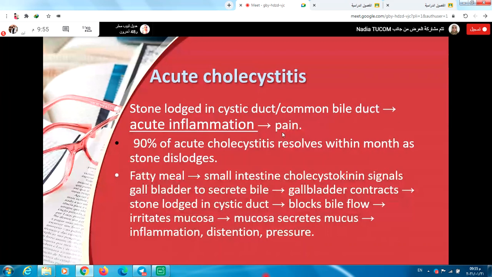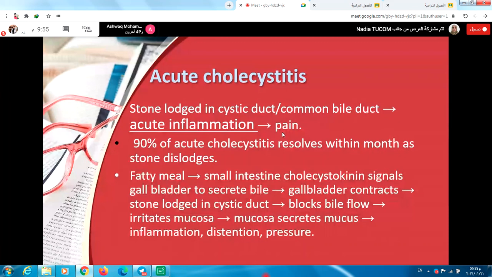90% of these cases of acute cholecystitis will resolve with resolution of the stone impaction. When the stone goes away or dislodges from the cystic duct, the symptoms of acute cholecystitis will subside in 90% of the cases.